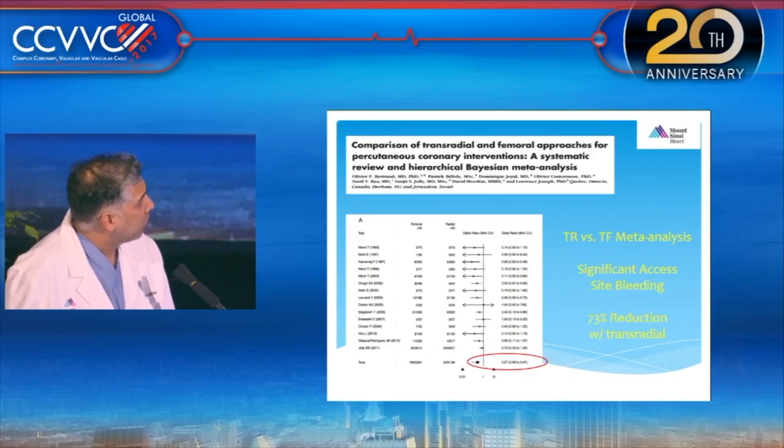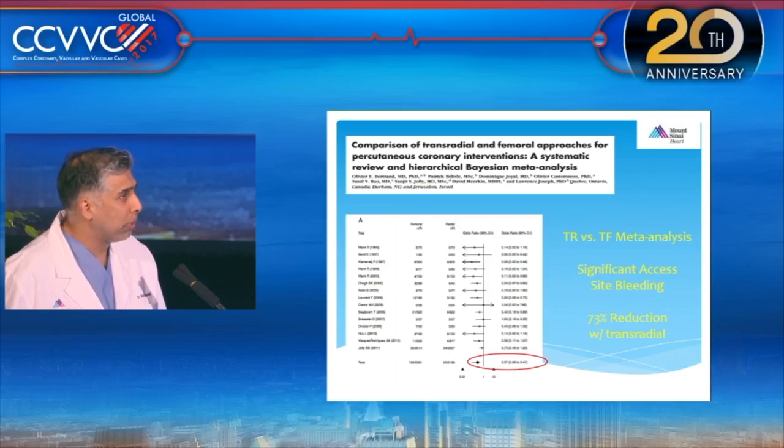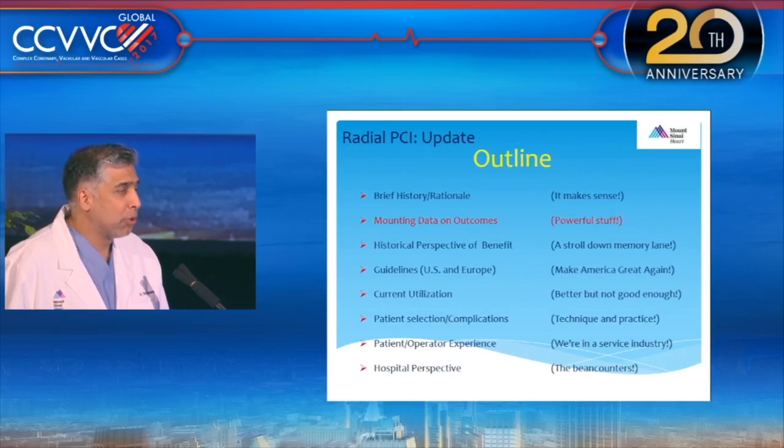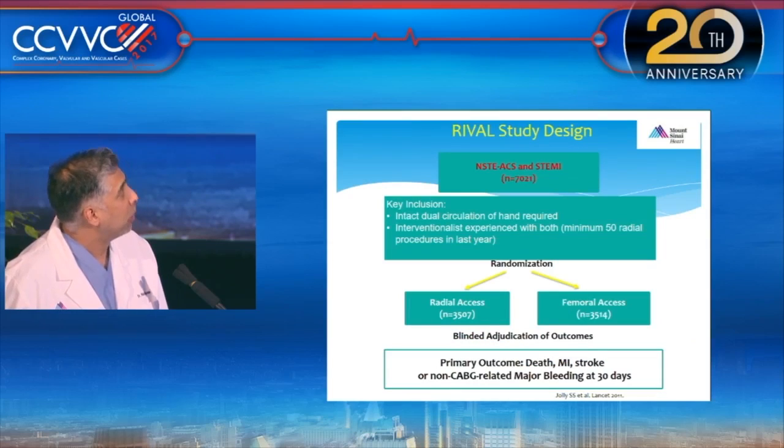This is another meta-analysis that looks at the comparison of transradial and transfemoral and what it does to bleeding, and there's no argument here, 73% reduction in bleeding with transradial. So all the parts of the story make sense, but you know, that's observational. It's not randomized prospective data, which is what we care about. So let's go through that briefly, and that data is becoming overwhelming.